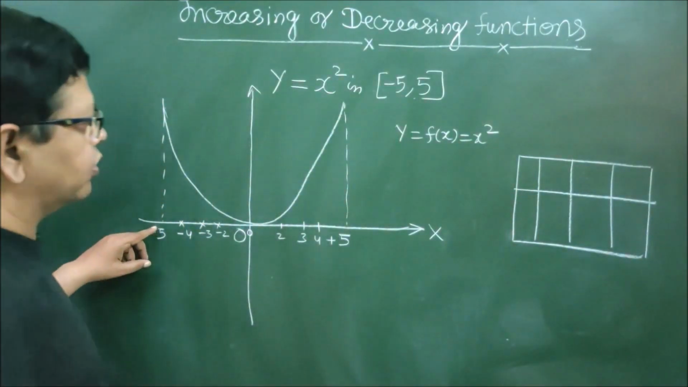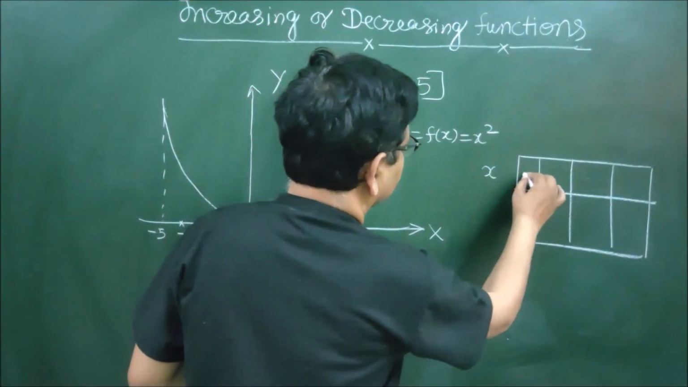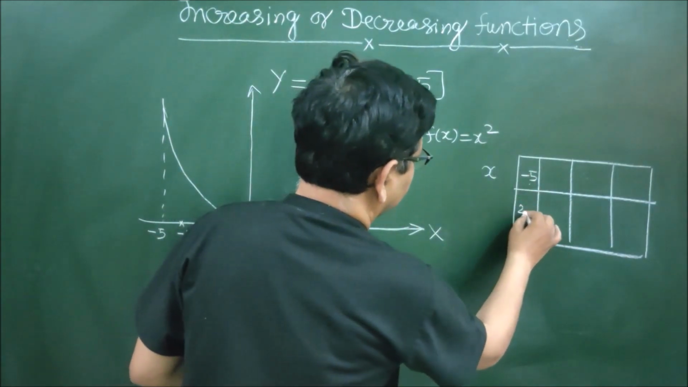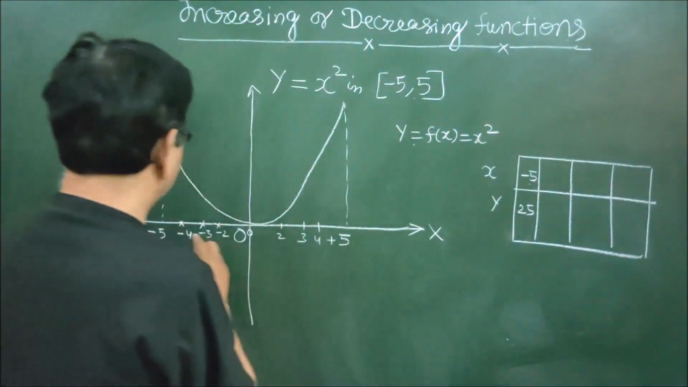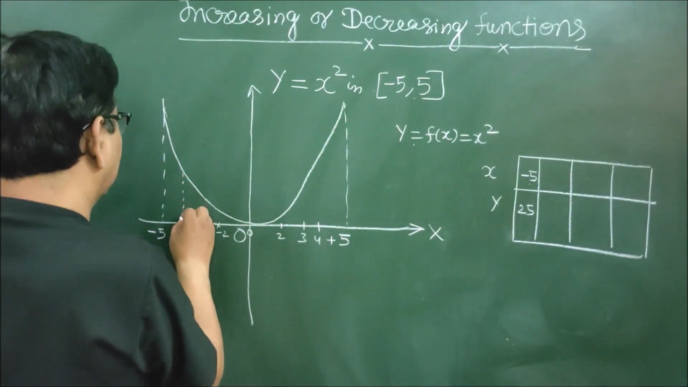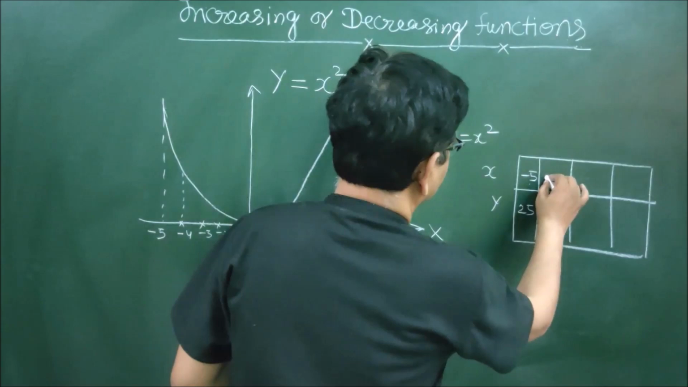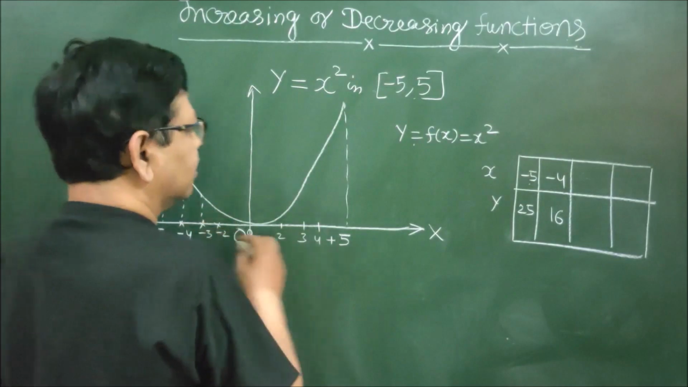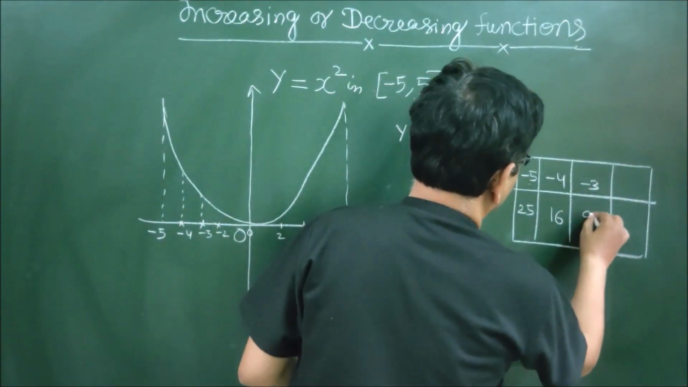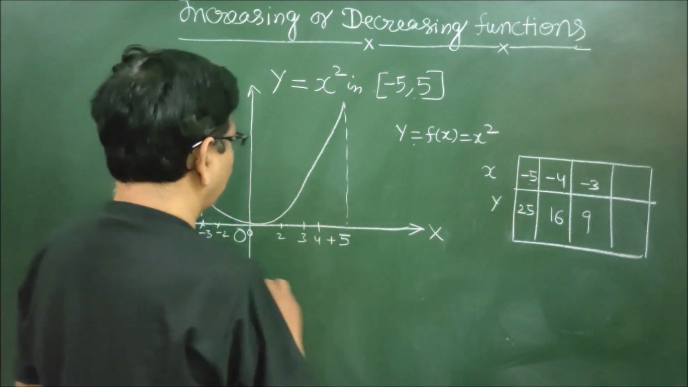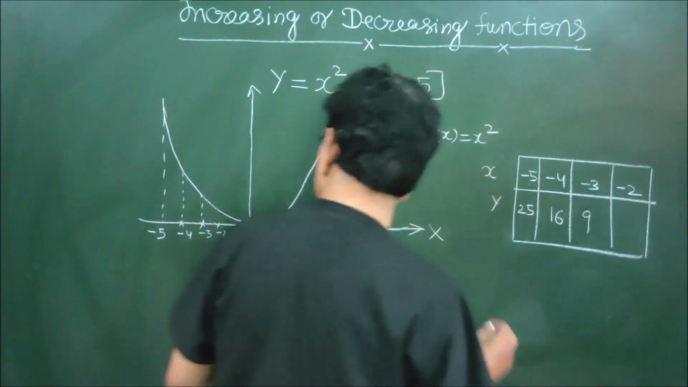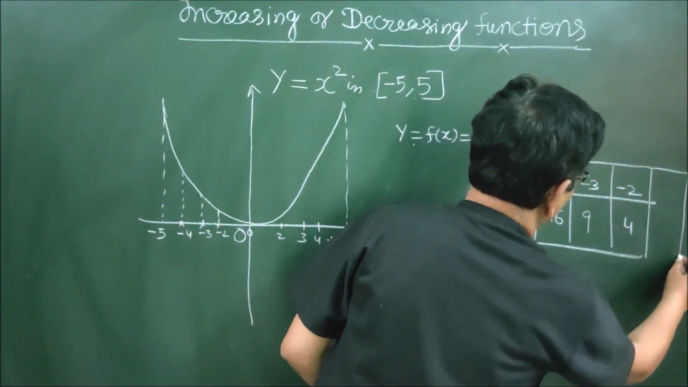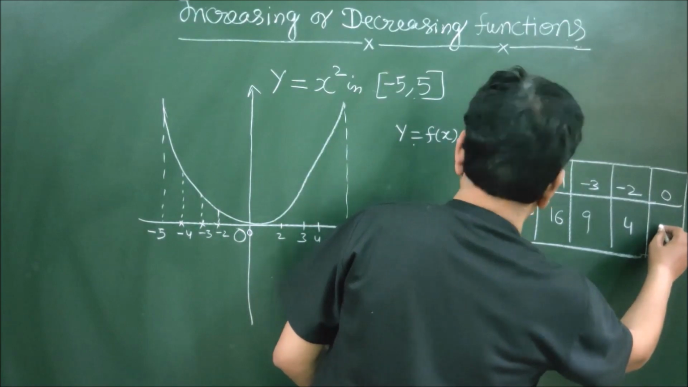When x is equal to -5, putting x is equal to -5, the value of y is equal to (-5) square, that is 25. When x is equal to -4, then the value of y is 16. When x is equal to -3, the value of y is 9. X is equal to -2, value of y is 4, and when x is equal to 0, value of y is 0.